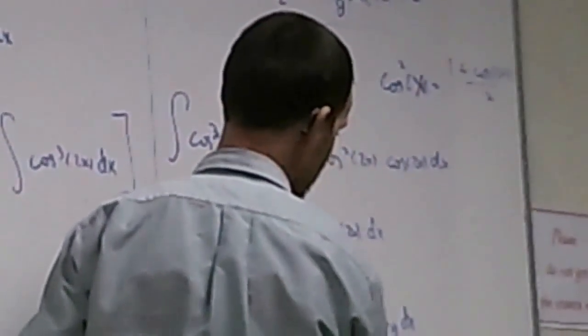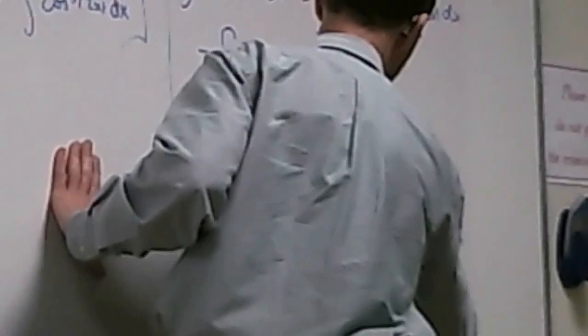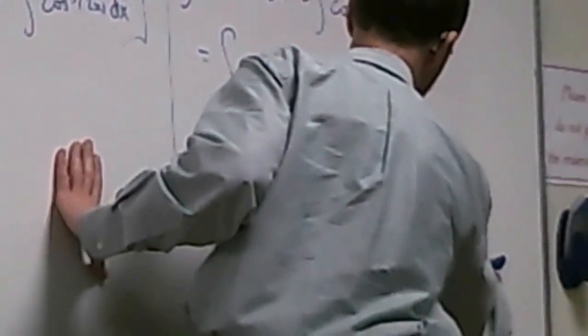That's 1/2 sine 2x, minus 1/6 sine cubed of 2x plus k. Why? Because 1/6 times 3 is 1/2, sine squared 2x times cosine 2x times everything inside, which is a 2, which cancels with that.